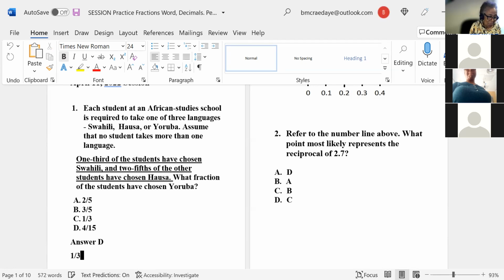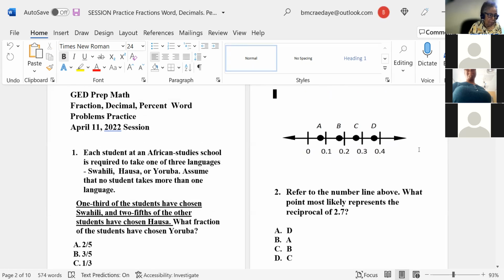1/3. You said the least common denominator is 15. So 1/3 is what over 15, Maureen? 3/15. No. What do you multiply by 3 to get 15, Maureen? 5. So it'd be 5/15, right? Not 3. 5 times 1 is 5. 5 times 3 is 15, correct? Oh yeah. Okay.